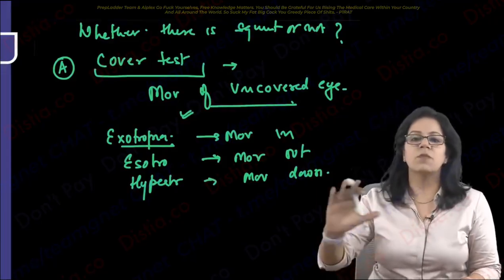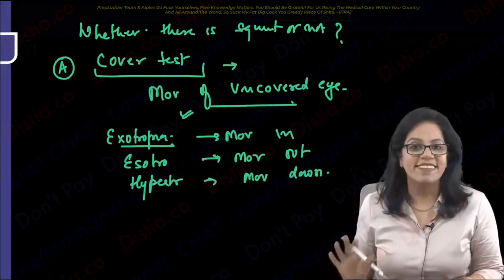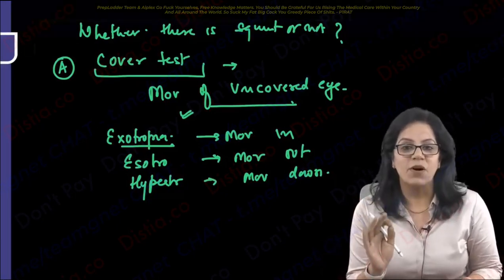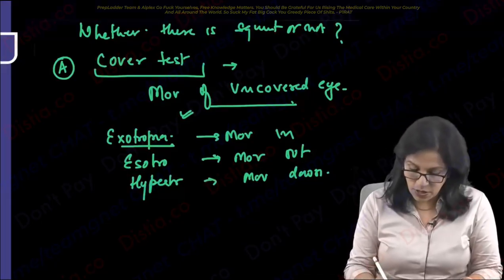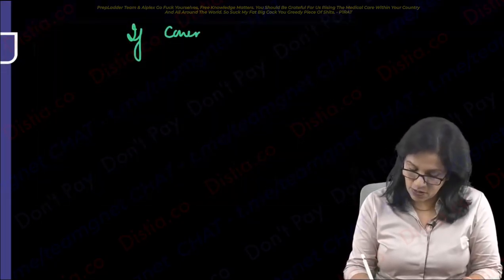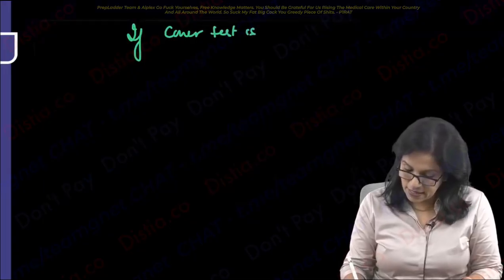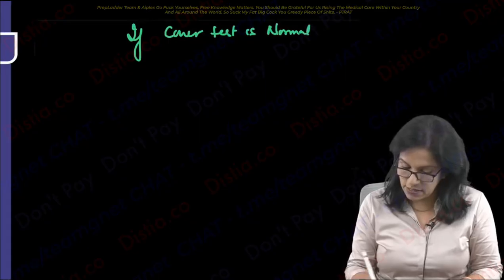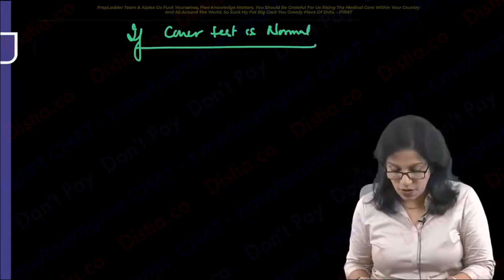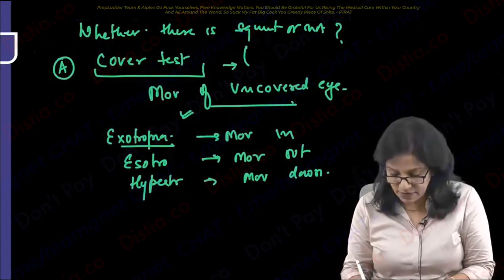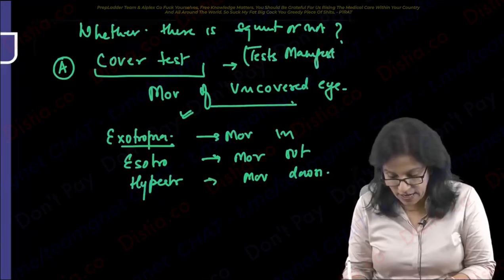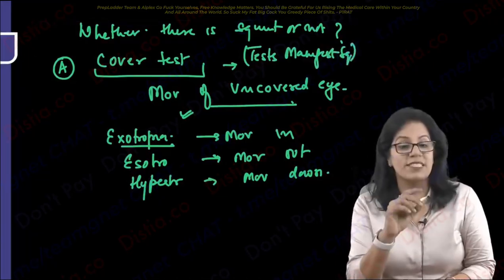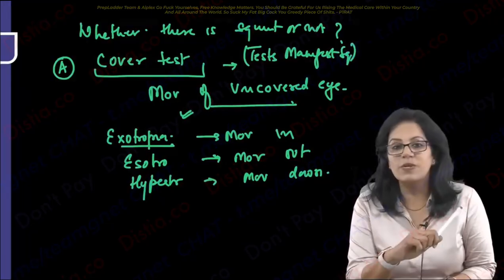Now suppose it was normal ocular alignment and the cover test is normal. So if the cover test is normal, what next? I will next go, if the cover test is normal, then in this patient, there is no manifest squint. So cover test tests what? It tests manifest squint. Another point. Now, if there is no manifest squint, still shouldn't I look for latent squint?